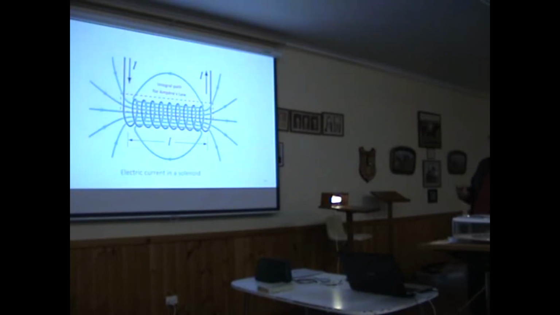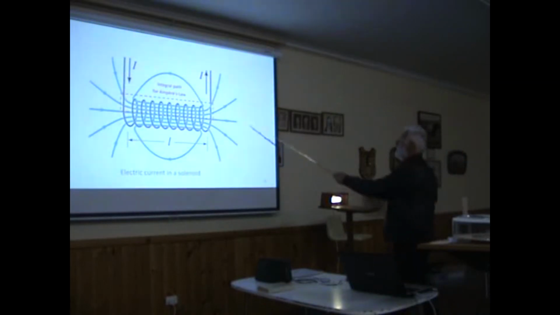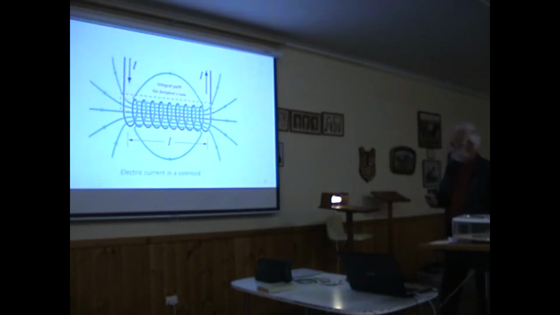And you can have lots of loops in a spiral. It's called a solenoid. Here it's realistic, it's got leads coming in to allow the current in and out again, and it's got field lines again. There's the axis of symmetry.